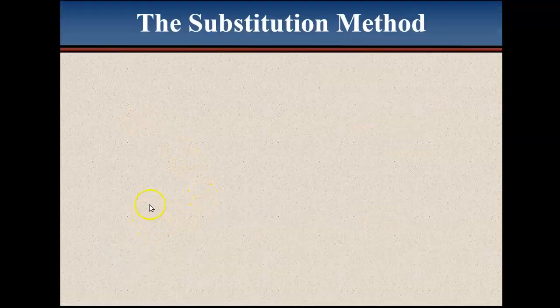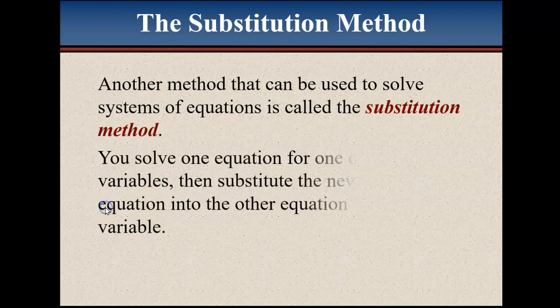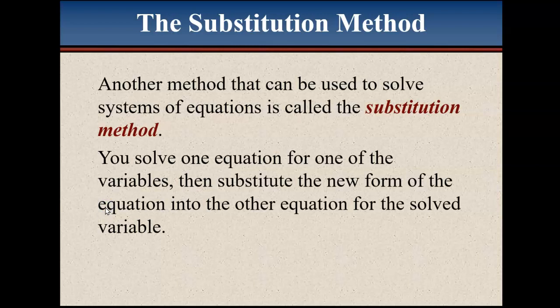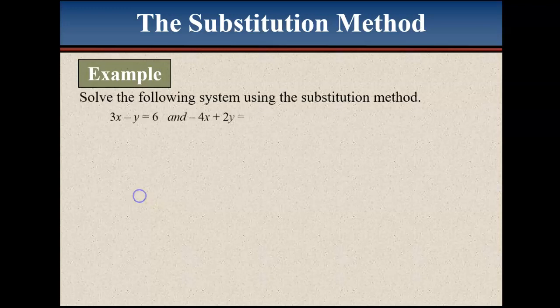So the substitution method, right? We're going to take one and place it into the other, substitute it in. You will solve the equation for one variable. That means that we will eliminate one variable through substitution and solve it. All right, so for example, we're going to solve the following systems.